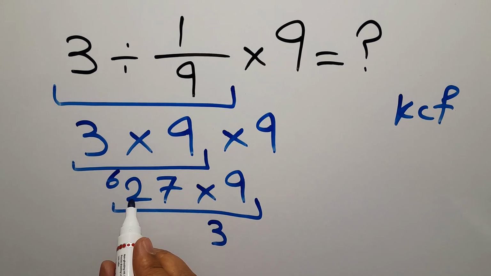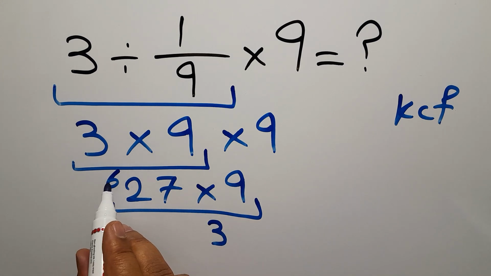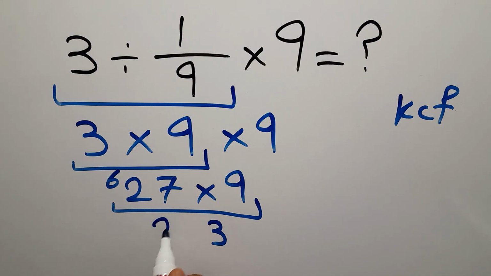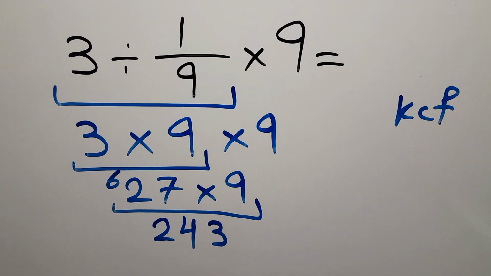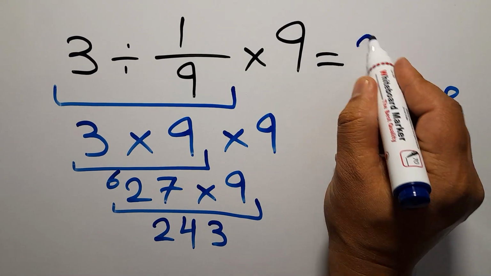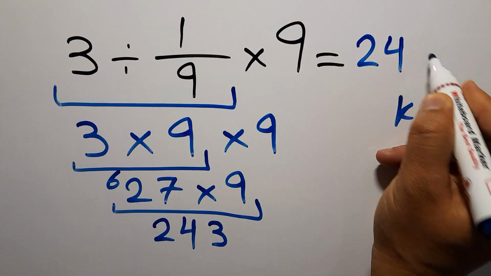9 times 2 gives us 18. So 18 plus 6 gives us 24. So our final answer to this problem is just 243. The correct answer is 243.